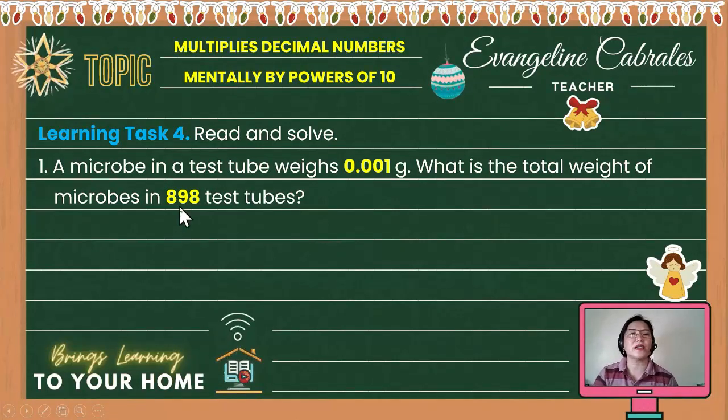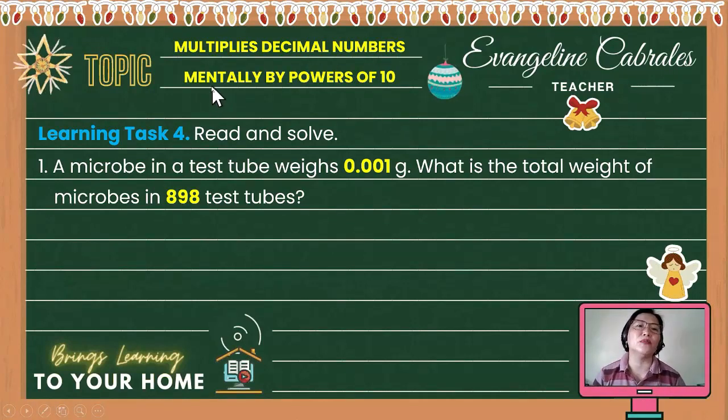And for learning task 4, it said, read and solve. A microbe in a test tube weighs 1,000 gram. What is the total weight of microbes in 898 test tubes? Hindi magko-compute using paper and ball pen, kailangan lang ay i-multiply mentally. So, this is 1,000 and this is 898.